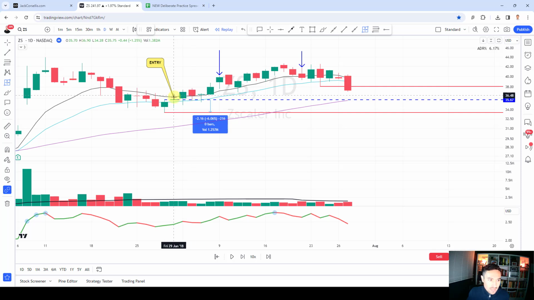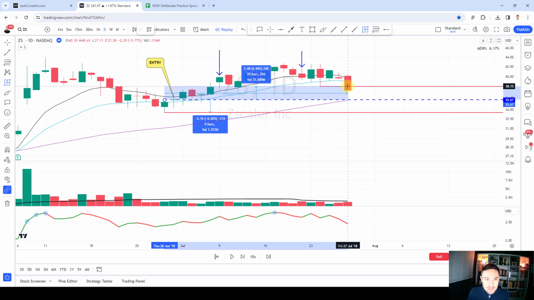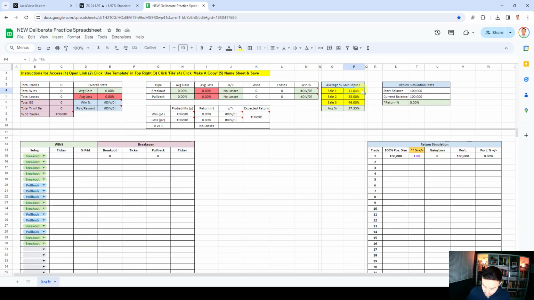So we'll go and put this in our spreadsheet. We were selling this one at something like 39.99, wasn't it? So we've got 12%, we've got 11%, and in there 6%. So what we do is we go 12, we go 11, and then we go 6. So our average gain on the trade there is 9.67%.